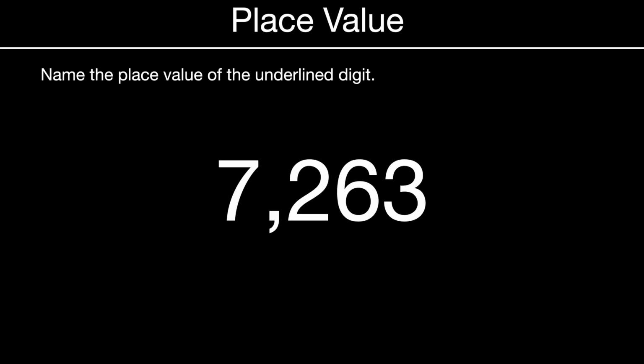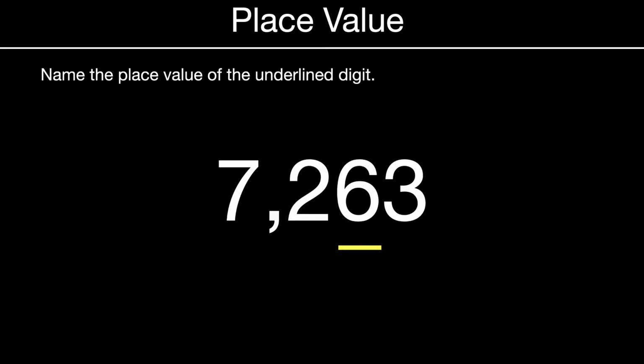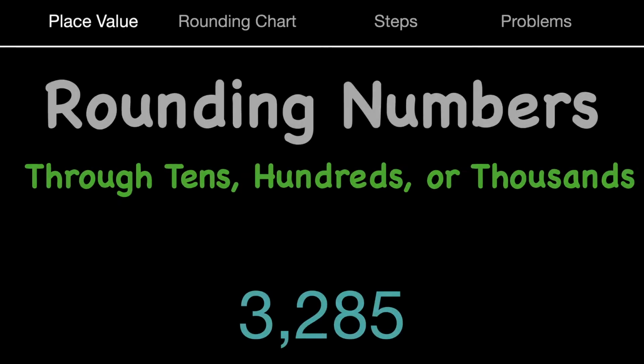So, name the place value of the underlined digit. Okay, did you say thousands? Great. How about that? What is the place value of the 6? That's the tens. Great. And one more. That too is in the hundreds place value. So make sure that you know your place values to be able to round these kinds of problems.